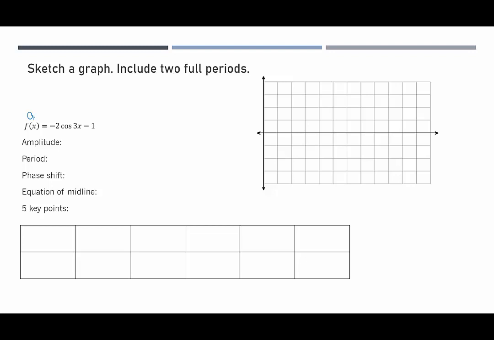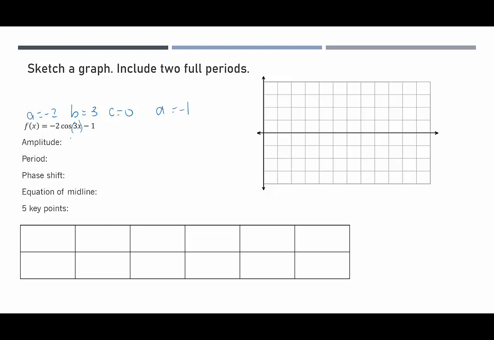We have A is -2, B is 3, C doesn't exist, so it's 0, and D is -1. How do I know that that -1 is D and not the opposite of C? Because it's not in parentheses. If I wanted it to be the C, I would have had to put it in parentheses. It wasn't given in parentheses, so it's a vertical shift. Okay, let's fill in information that we know based on these values.